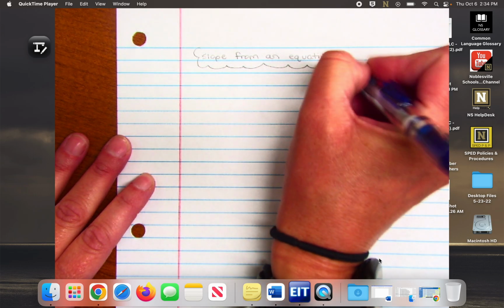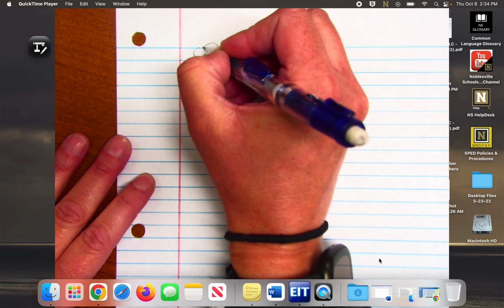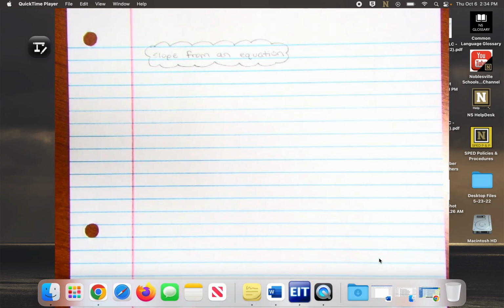Today is identifying slope from an equation, which you've had a little bit of an introduction to from the videos.